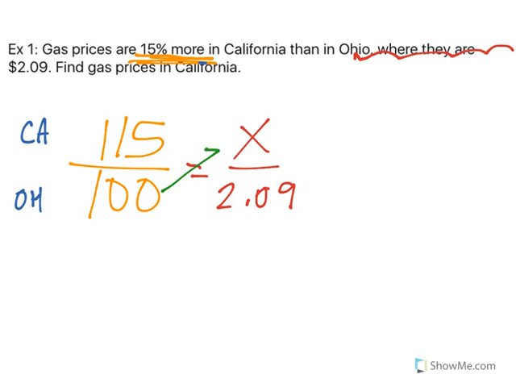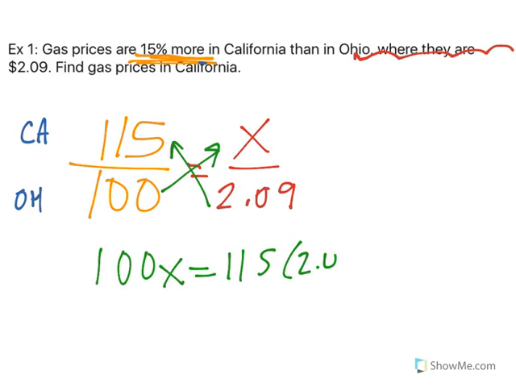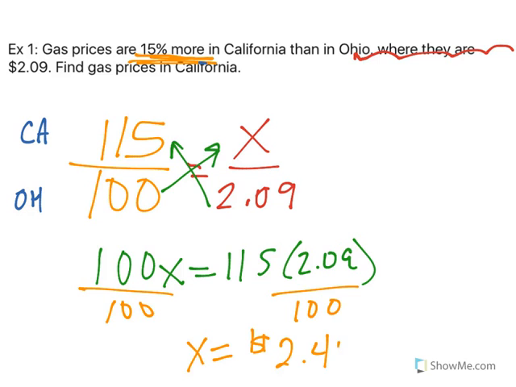So recall, cross multiply and divide. 100x equals 115 times 2.09. So I multiply those together before dividing both sides by 100, and I end up with gas prices in California of $2.40, roughly 15% more than what they are in Ohio.